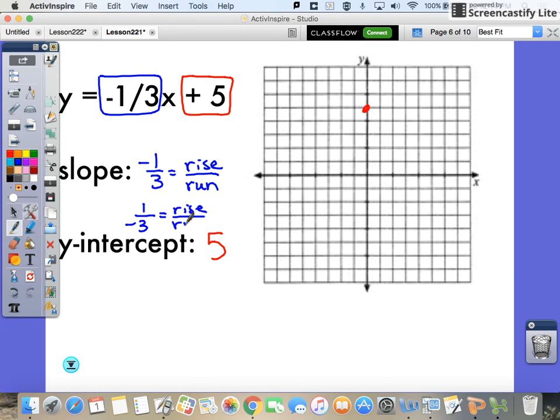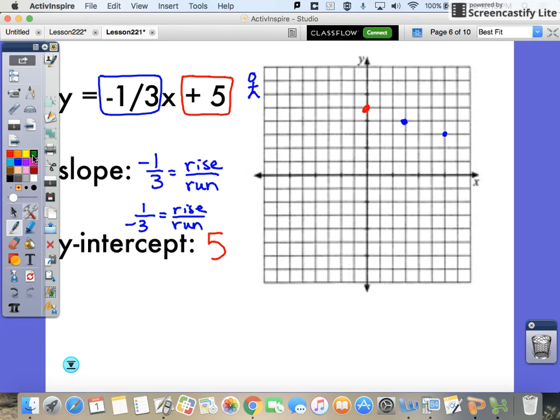And you'll see why. But because it's negative, that means if you draw a little dude on this side, he should be going downhill if he moves forward, okay? So from this point, according to this, we should drop 1 and then run 3. So drop 1, run 3, drop 1, run 3, drop 1, run 3, we're off the graph.